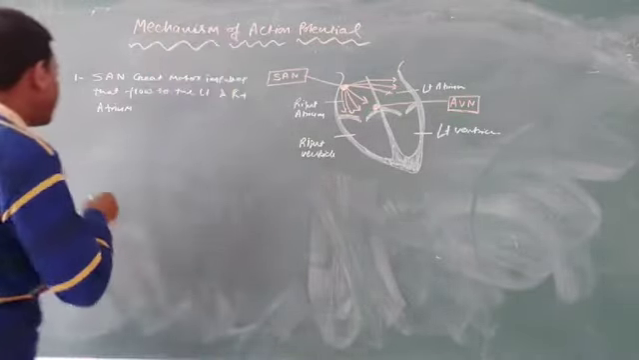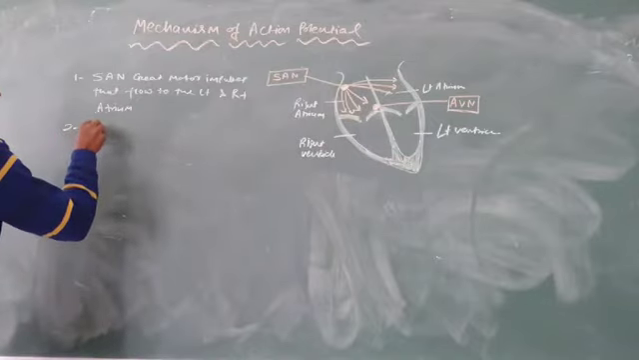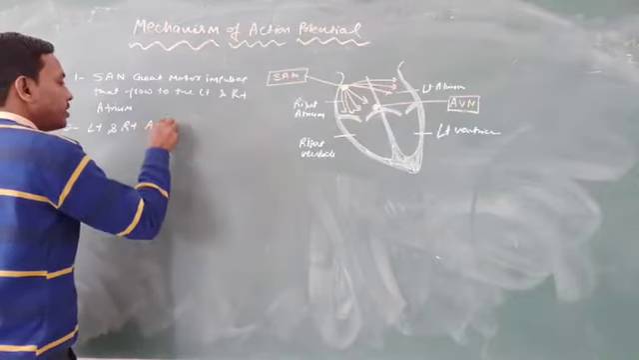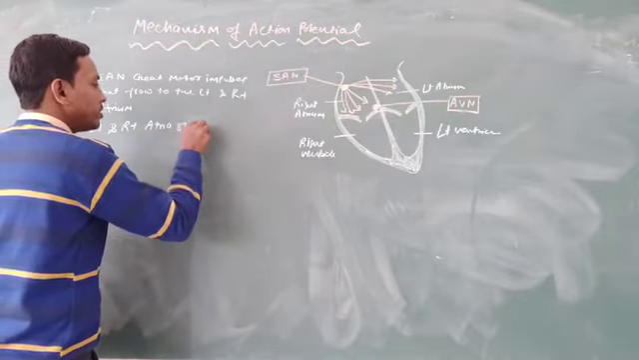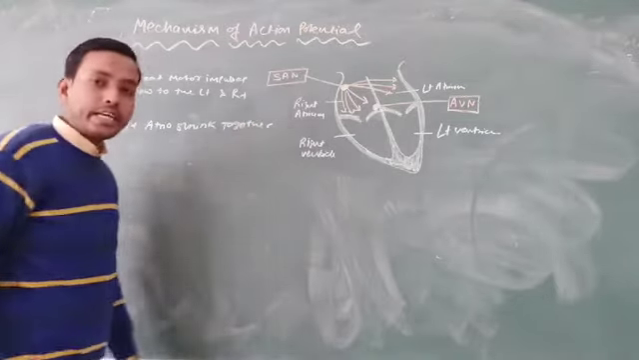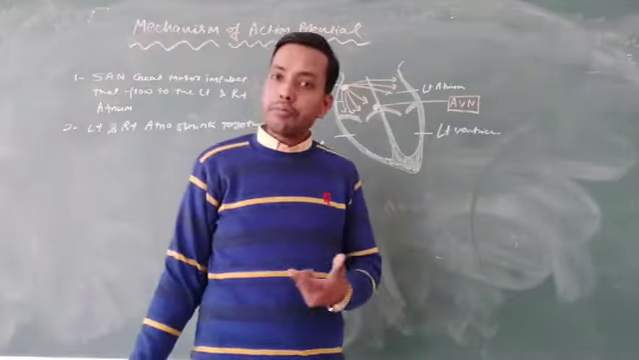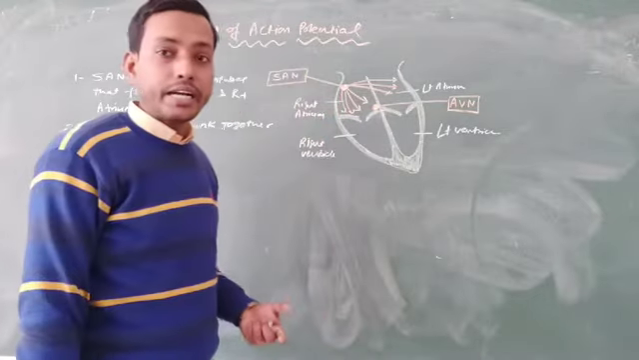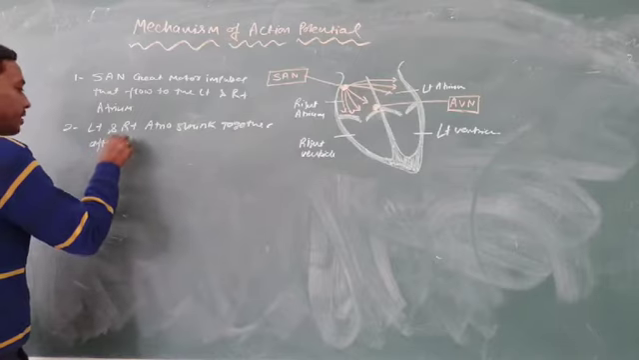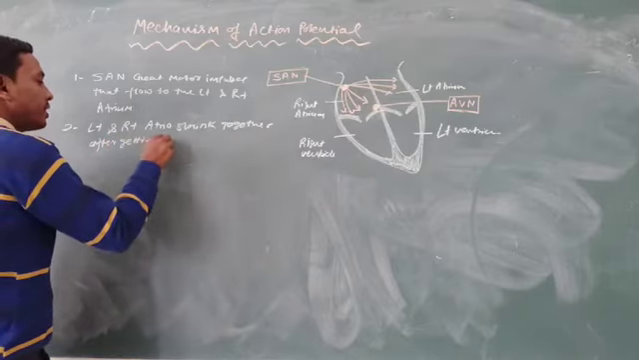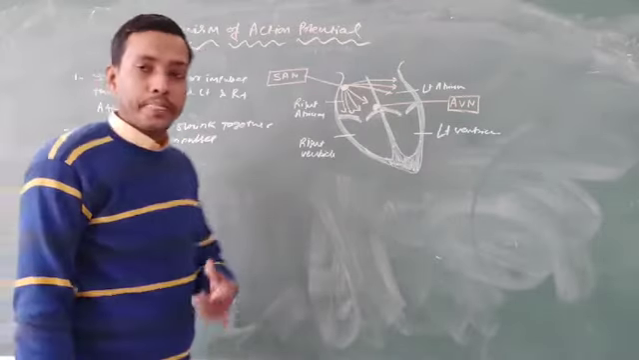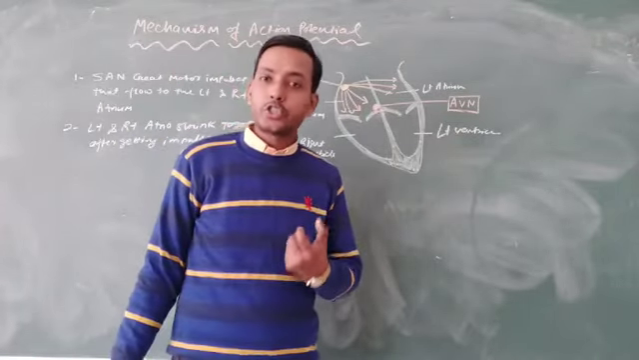So we can say that in the second point, the left and right atria shrink together. What is atria? The plural of atrium is atria. Left and right atria shrink together after getting impulses.